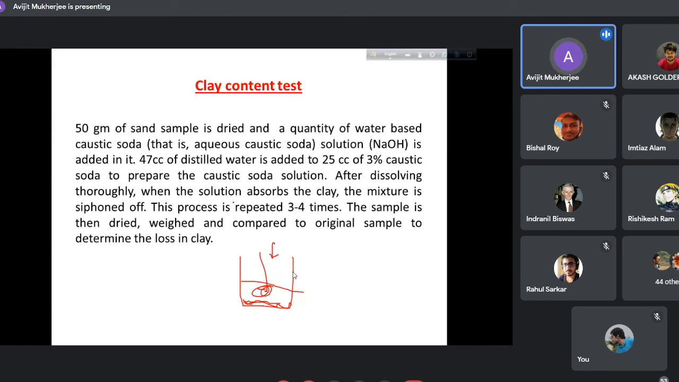Now when the solution absorbs the clay, then you allow the mixture to settle. So washed sand particles will be deposited here, and the upper solution will dissolve the clay and will float over this comparatively pure silica mass. So this dirty aqueous solution containing the clay will then be siphoned off.